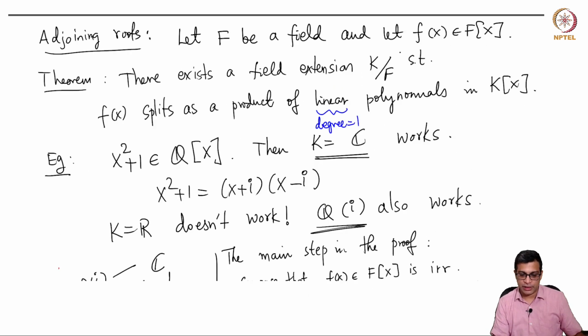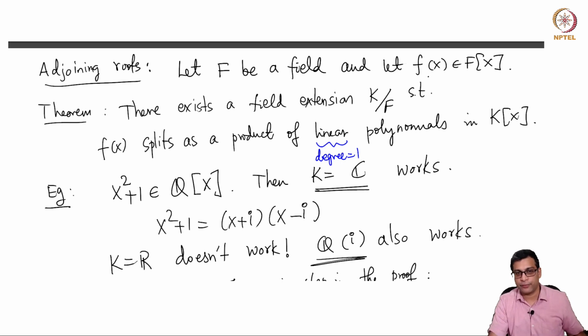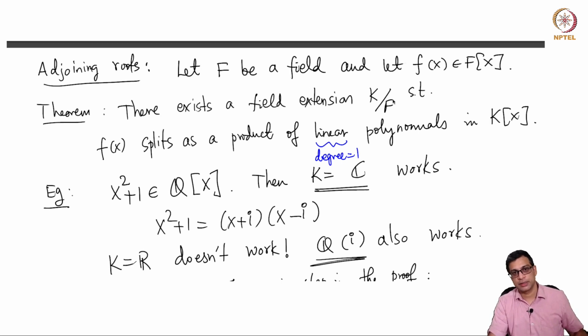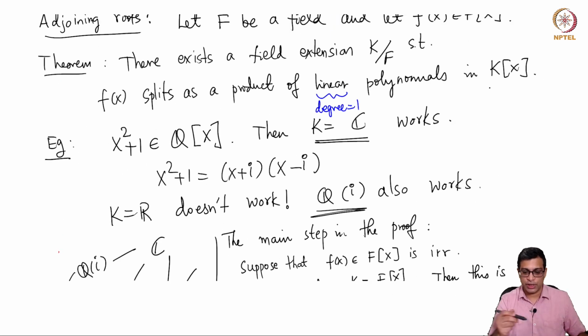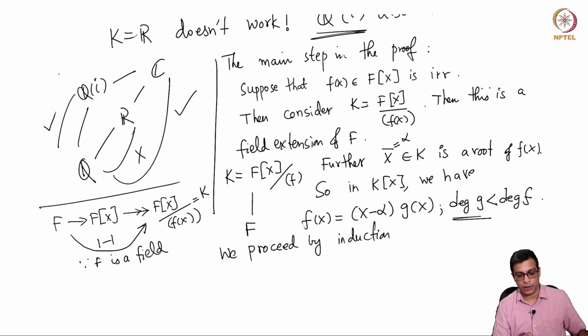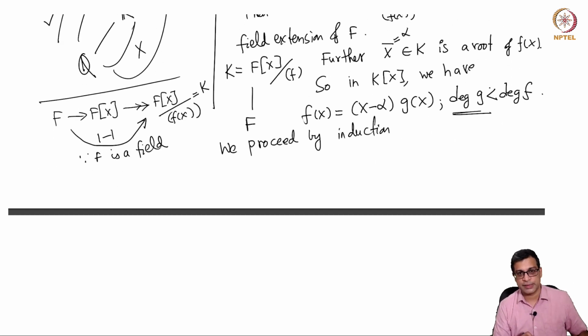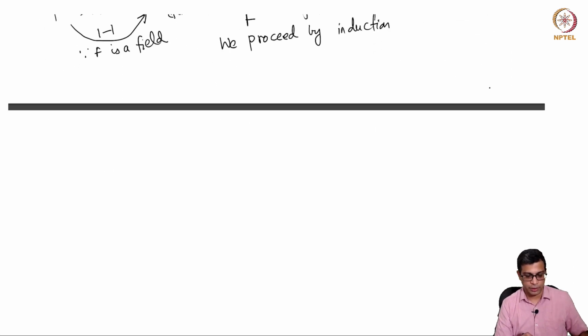Now to prove the general statement, you first look at f, you look at its irreducible factors and work with them separately one by one. And once you have an irreducible factor, you adjoin one root and then you reduce the degree, so you can proceed by induction. So this is a very important theorem that will be essential in Galois theory.